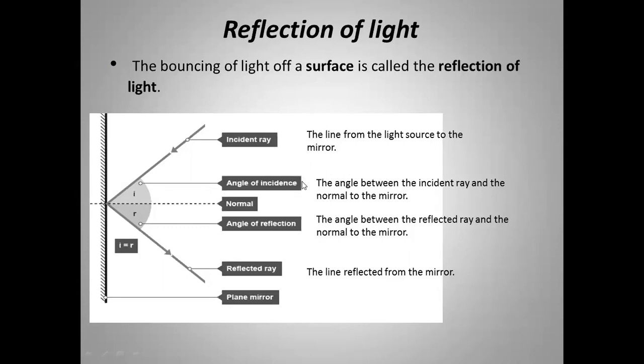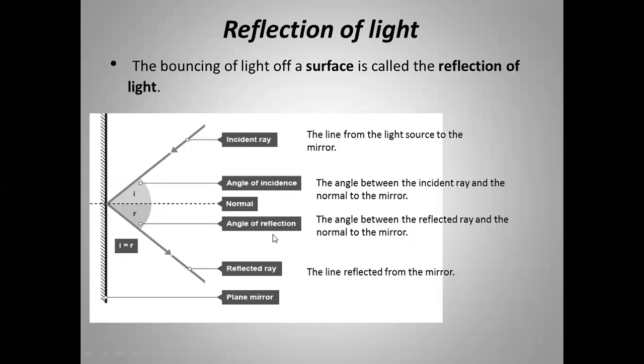The line from the light source to the mirror is called the incident ray. The line reflected from the mirror is called the reflected ray. The angle between the normal line and the incident ray is called the angle of incidence. The angle between the normal line and the reflected ray is called the angle of reflection.